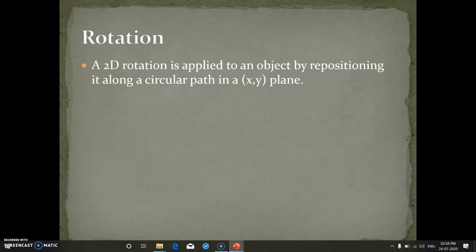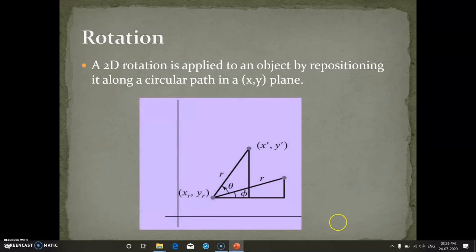So let's see the figure. This is how the figure looks like. This is the pivot point (xr, yr), and this is the angle of rotation theta. This is the original image and this is being rotated by the angle of rotation theta, and this is the new coordinate position x dash, y dash.